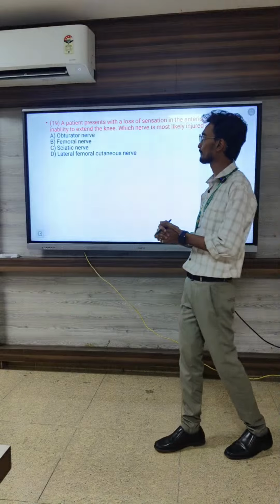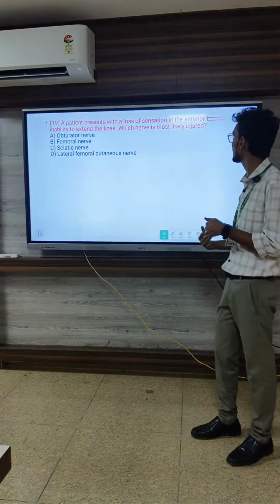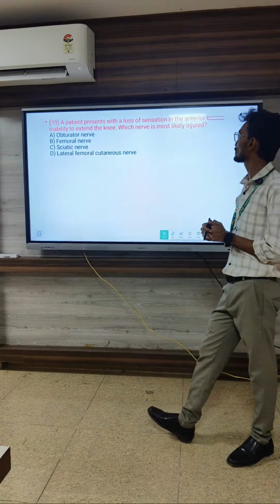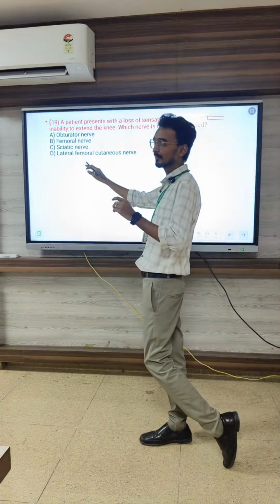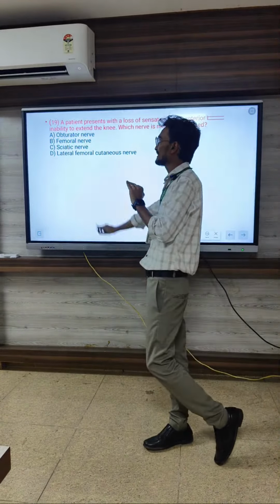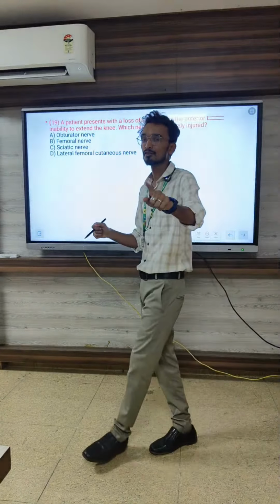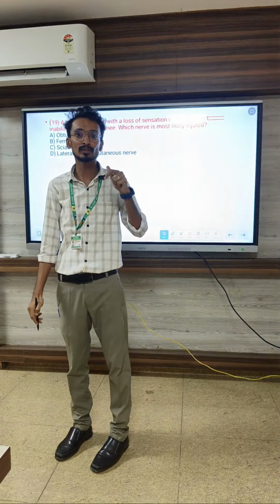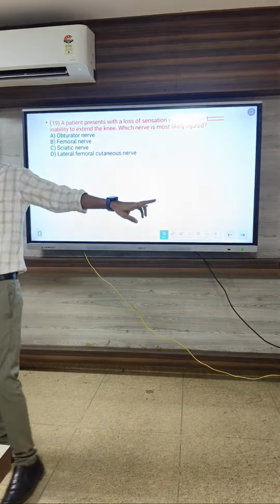Moving to the next question. A patient presents with a loss of sensation in the anterior compartment and inability to extend the knee. Which nerve is most likely to be injured? Option A is obturator nerve, option B is femoral nerve, option C is sciatic nerve, option D is lateral cutaneous nerve. If you have observed my class attentively, you'll be able to answer this question, because in a previous answer there was a question on this. Have a 2 seconds glance.